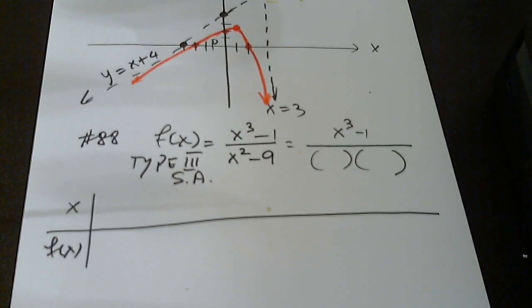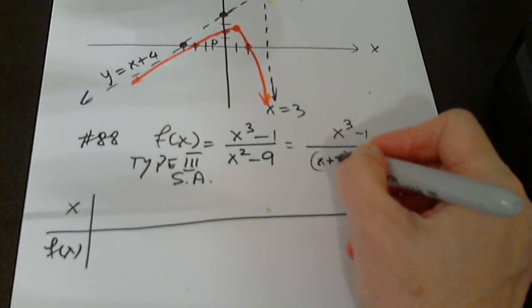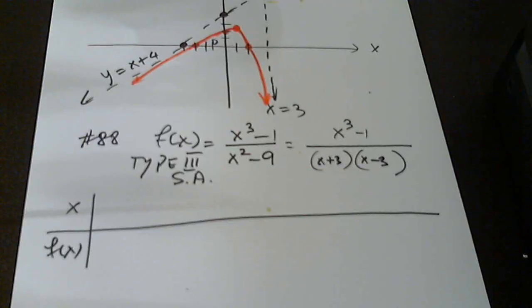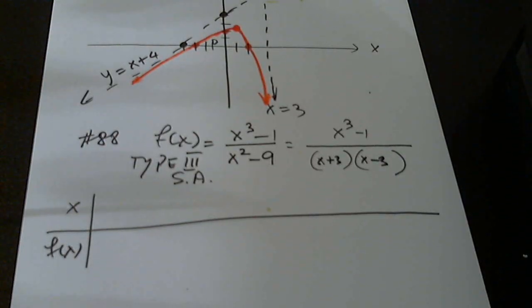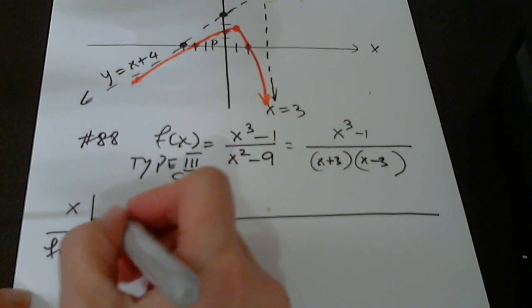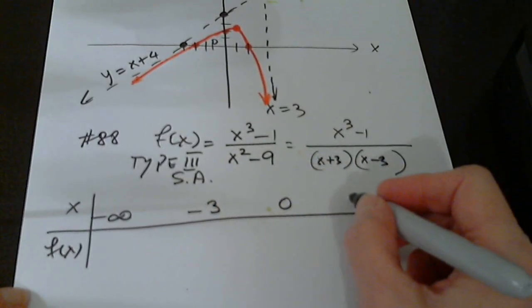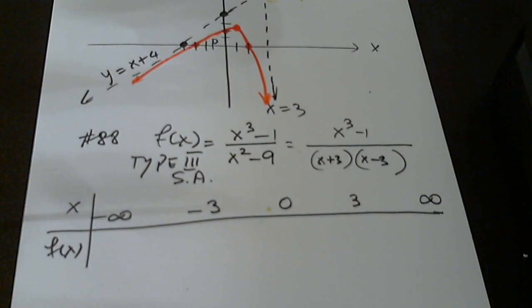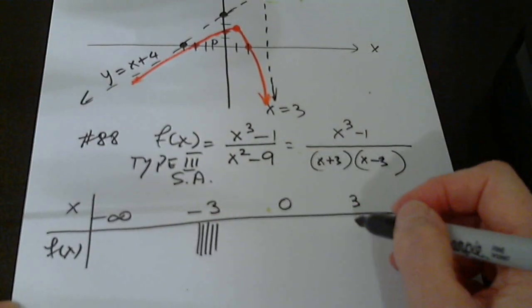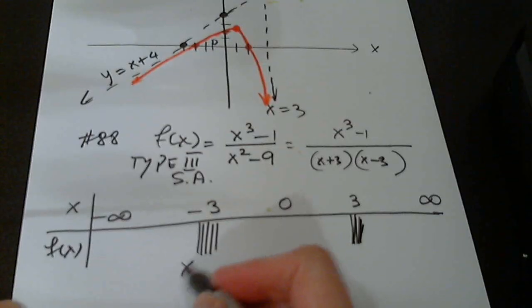So, can anyone give us the factored form of the denominator? x minus 3 times x plus 3. Very good. Can anyone now give us the domain of this function? Domain? Anything but 3 and negative 3. That's it. Good. They don't disappear.